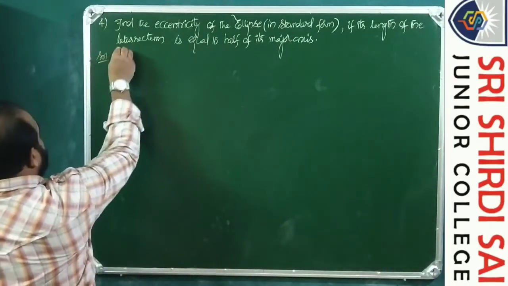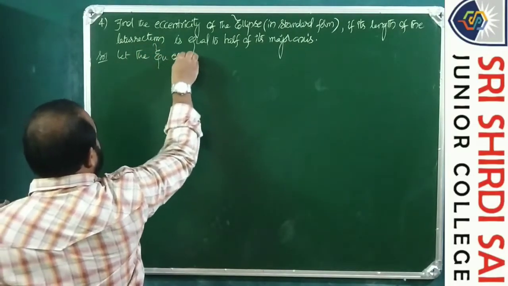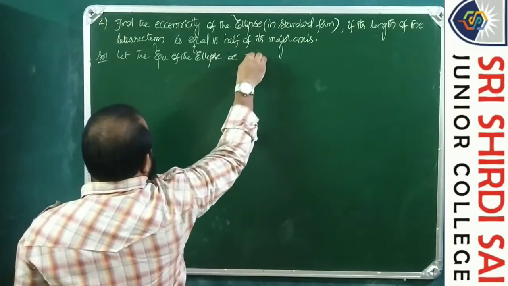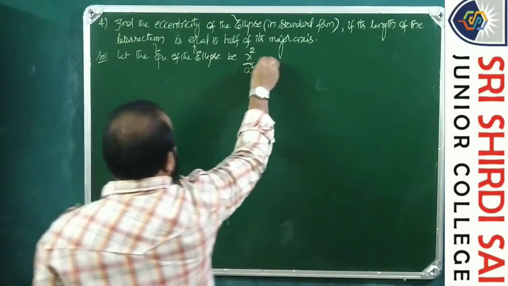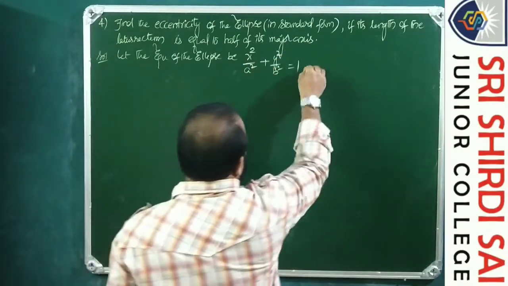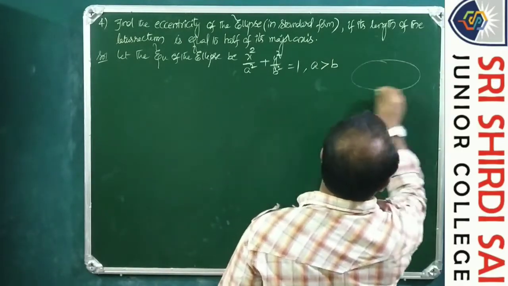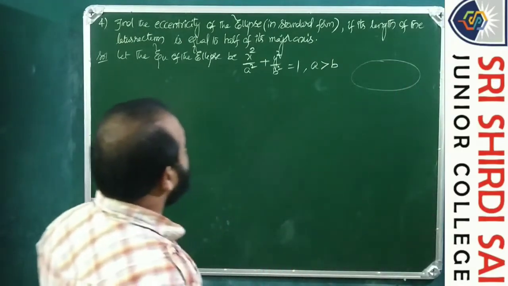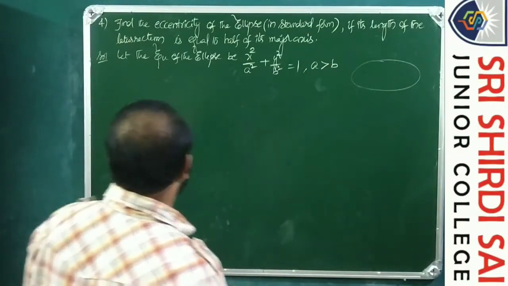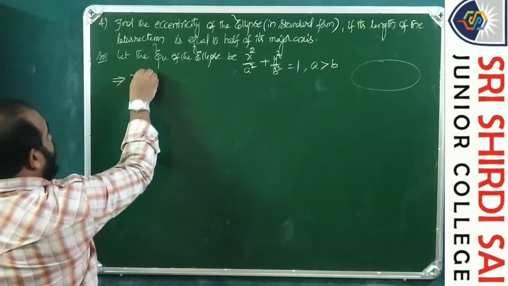So let the equation of the ellipse be x square by A square plus y square by B square equals to 1 with A greater than B. So that is, the ellipse will be like this. So length of the latus rectum means 2B square by A.